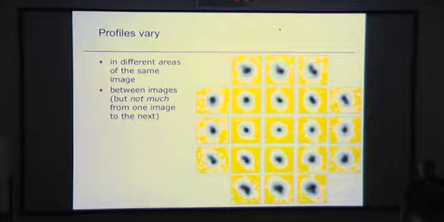But the important thing is that mostly profiles don't vary very much across the detector, and they don't vary very much from one image to the next. And so, for example, in MOSFilm, we often use the same profiles over batches of images, say 10 or 12 images.